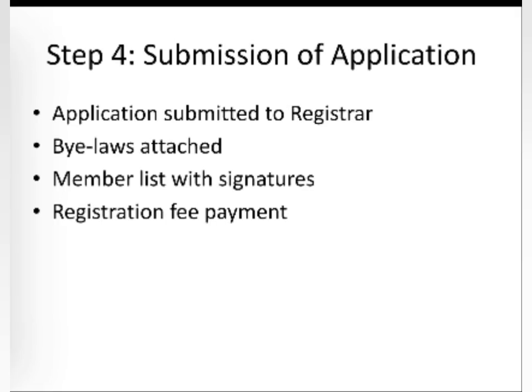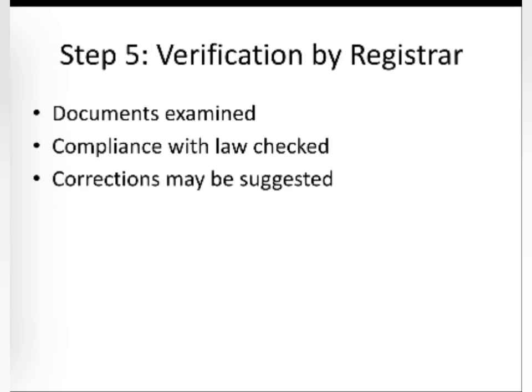The fourth one is submission of application. An application must be submitted to the Registrar of Cooperative Societies of the concerned state. Documents usually required include the application form, proposed bylaws, list of members with signatures, address proof of the society, and details of share capital. Step 5, verification by Registrar.